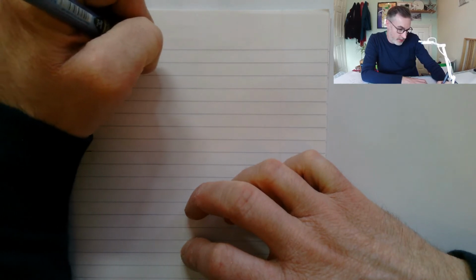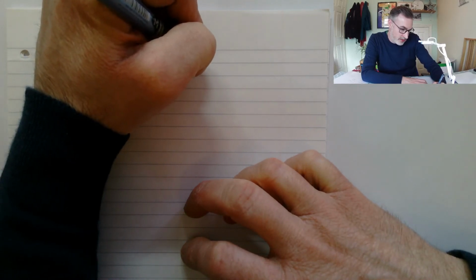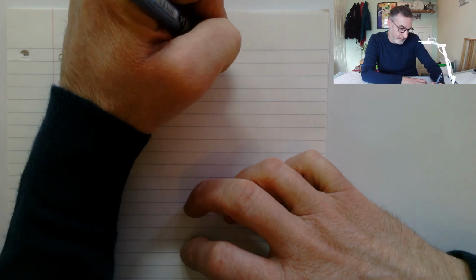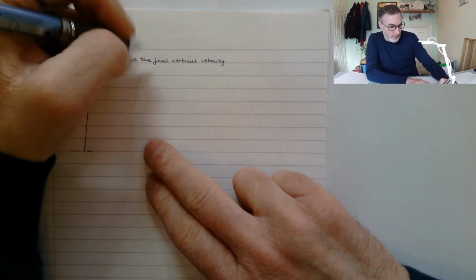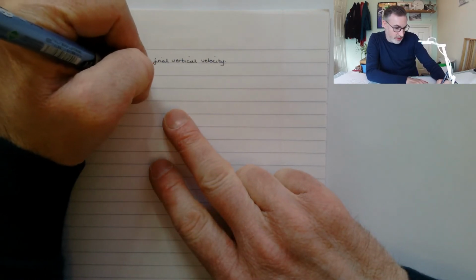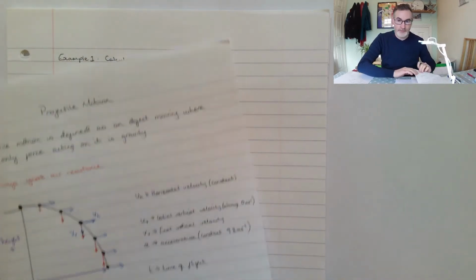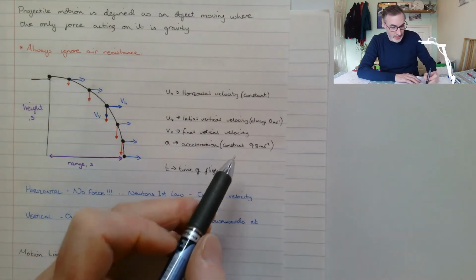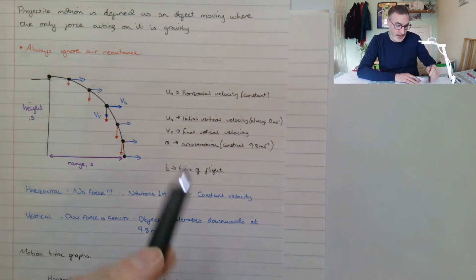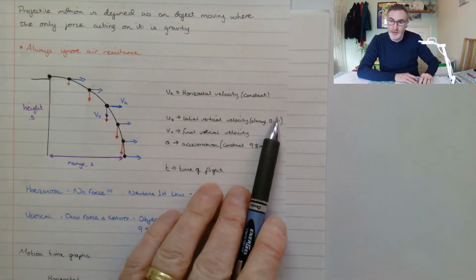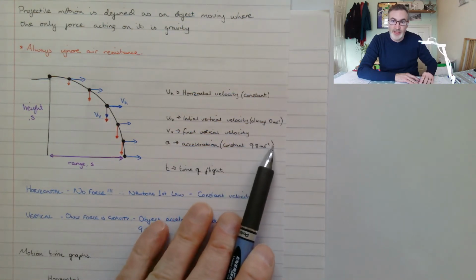calculate the final vertical velocity. And so we would use our formula v is equal to u plus at. Now remembering back to the earlier part of the lesson, there is no horizontal velocity, we've just dropped it straight down. And so the initial vertical velocity is always going to be 0, and the acceleration is always going to be 9.8.